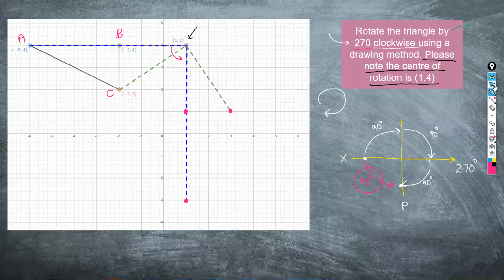I have a good feeling when we join that up. Look at it. That's our final answer, right? Here would be B prime, A prime, and C prime. Please confirm with me when you get something resembling what I have on the screen.